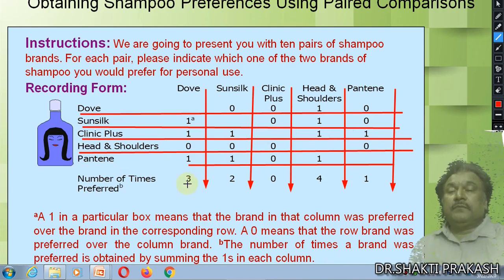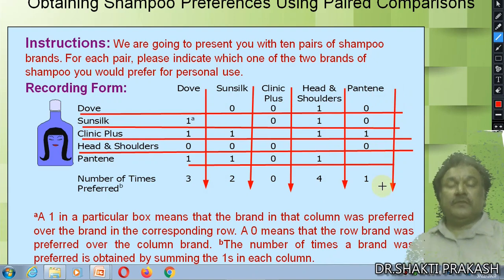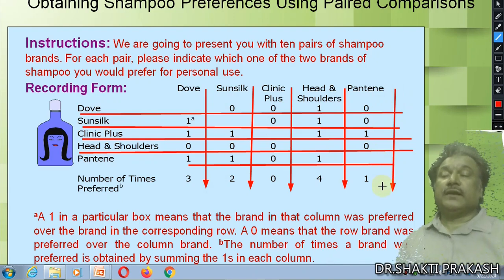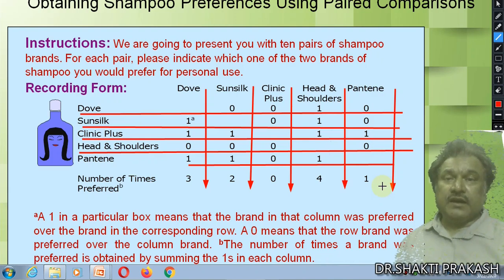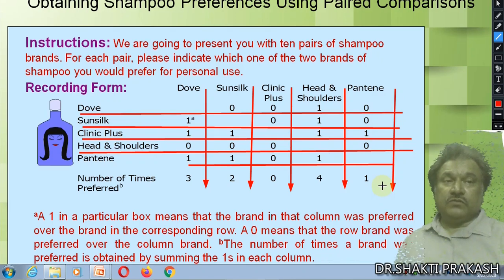Like Dove is preferred 3 times, Sunsilk 2 times, Clinic Plus 0 times, Head and Shoulders 4 times, Pantene 1 time. So this is the way you can collect the data. This is the technique. You can collect the data and get these scales by this type of technique. Okay, then we'll go to the next.